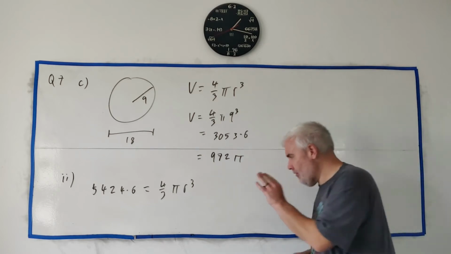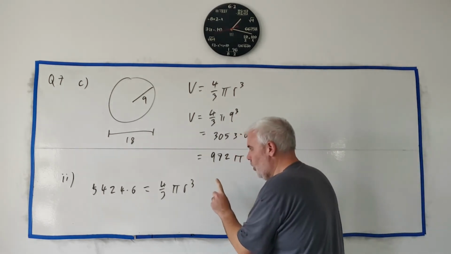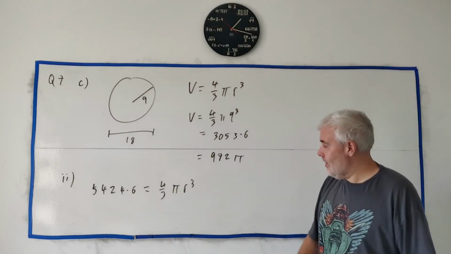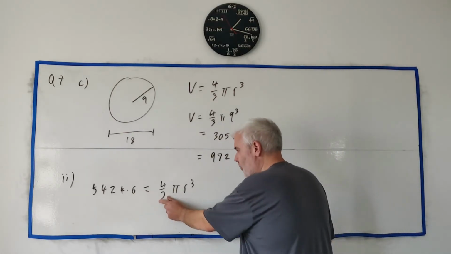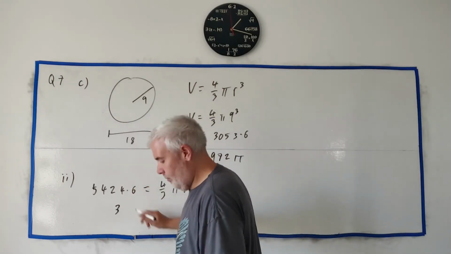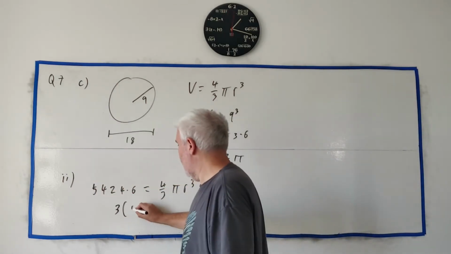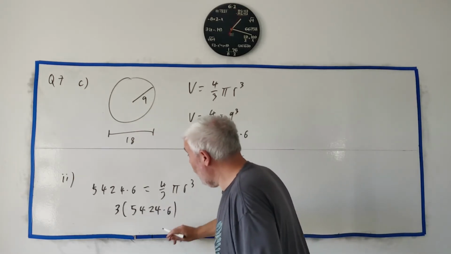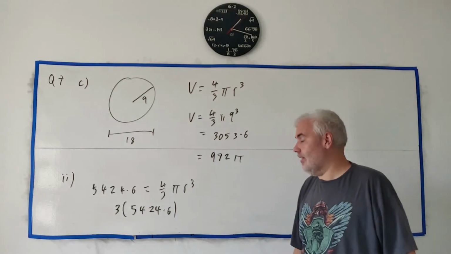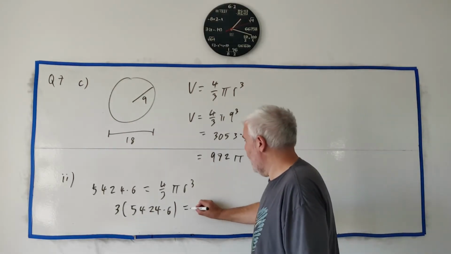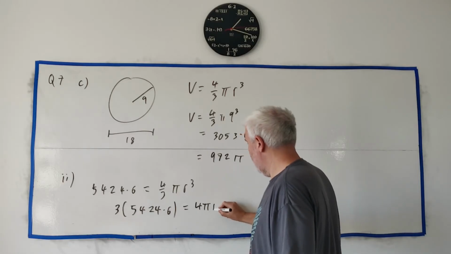But that's okay, we have a formula. It's only one thing we don't know. We can just move things around until r is on its own. So let's start doing that. First thing, I like to get rid of this bottom row, 3. Let's multiply the other side by 3. 3 times 5424.6. You don't have to do this now. You can leave it written like this and sort it out later. Or you can put it in the calculator now. Is equal to 4 pi r cubed.